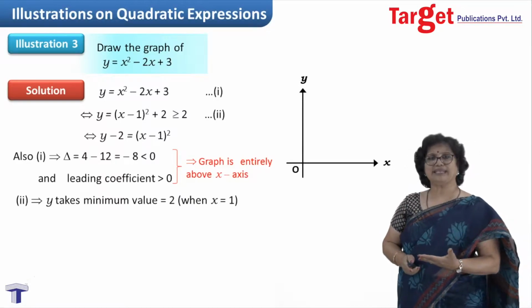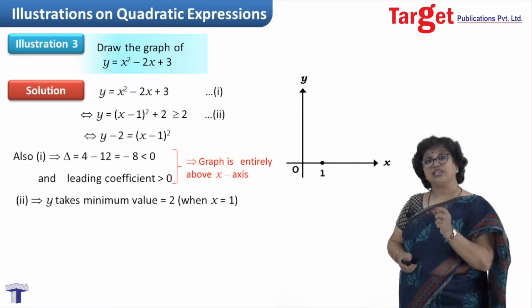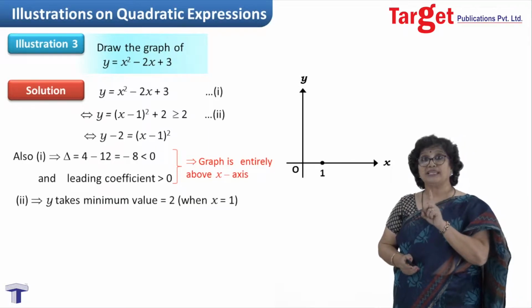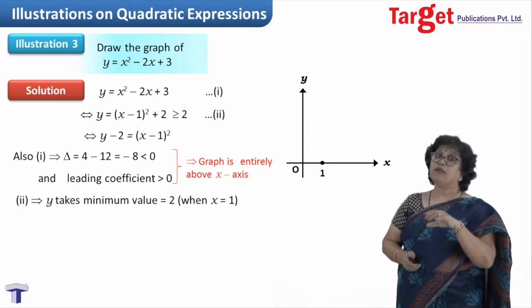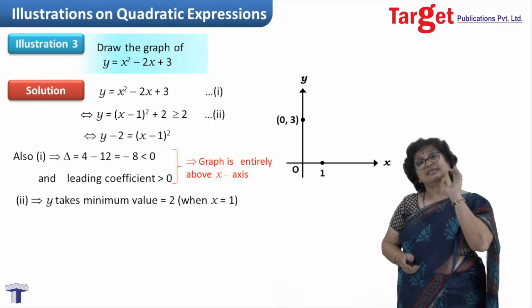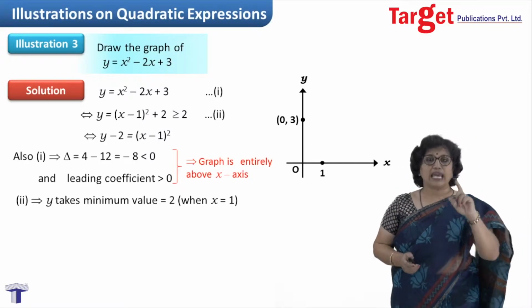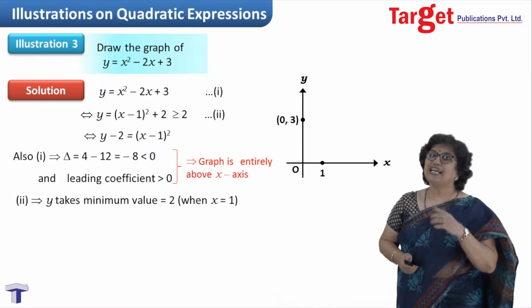Draw your x-axis, y-axis, show the origin. Take the point x equal to 1 on the x-axis. Why do I say so? Because at x equal to 1, that minimum value of 2 is going to appear. Then, on the safer side, to make the graph finer, I have taken a point on the y-axis as (0, 3).